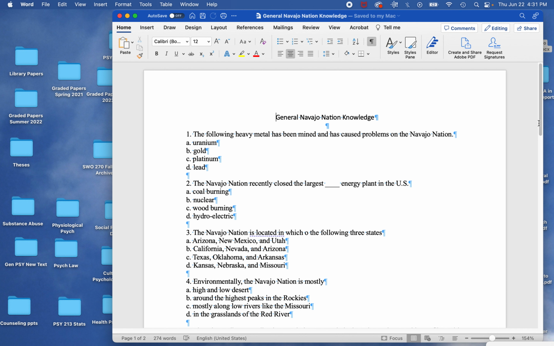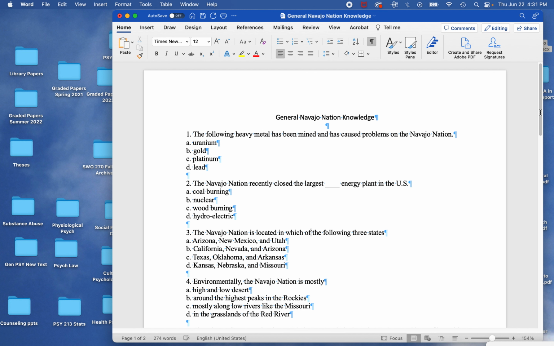The Navajo Nation is located in which of the following 3 states? Okay, so some people may not have a clue where you guys live. And of course, it's Arizona, New Mexico, and Utah. But they may think that you're down by, I don't know, the point of Nevada, or in the middle of the country, or over in Texas somewhere. Maybe they don't know where West is. They just think of West as not New York.